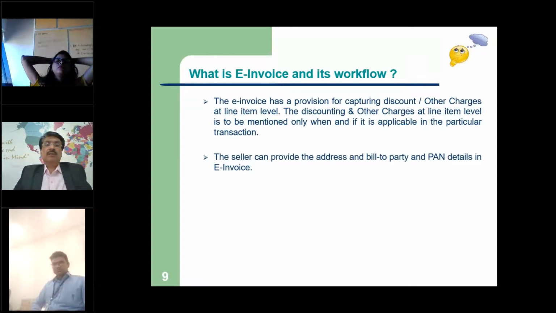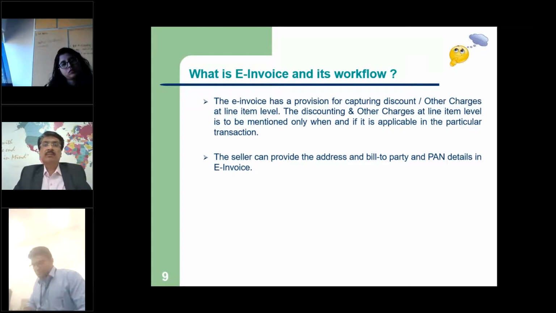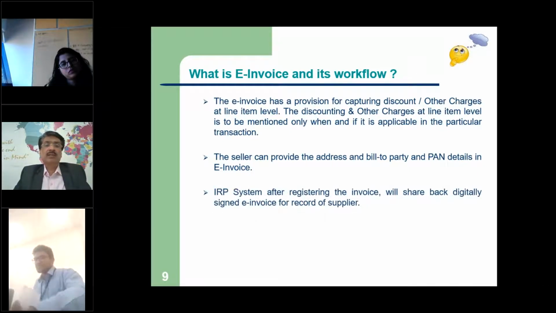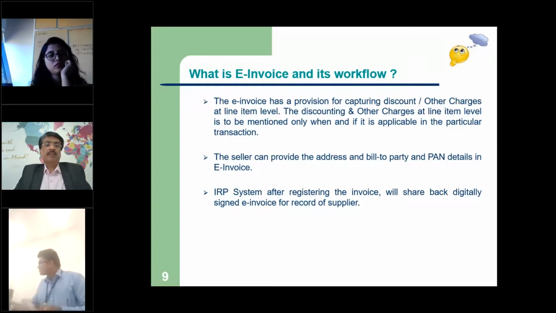Of course, one more question which comes is whether the seller can provide the address, bill to party and PAN details in the invoice. The bill to and ship to information is also captured for the e-invoice, because in many cases invoices are generated on a bill to, ship to basis. Sometimes the bill to and ship to parties are the same, and sometimes they are different. That facility is also available on the e-invoice portal.